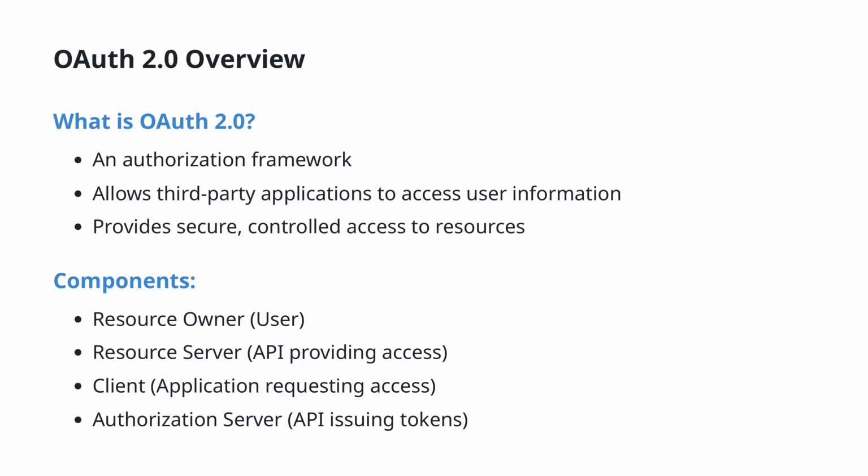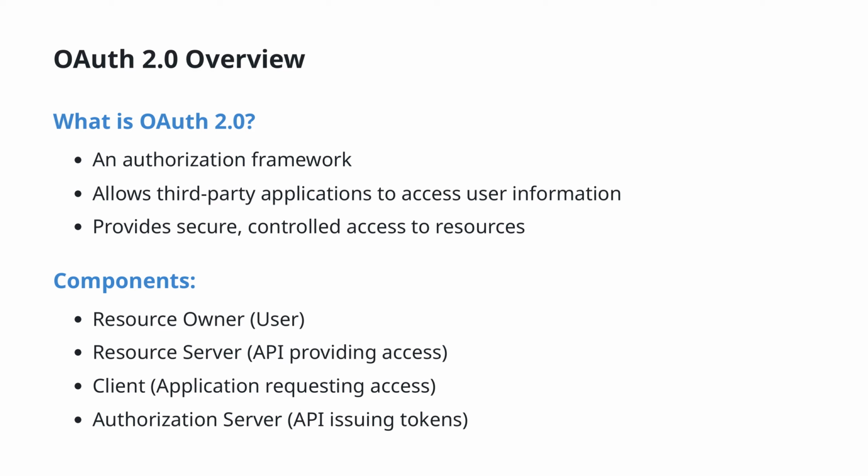In this slide, we will take a closer look at what OAuth 2.0 is and its fundamental components. OAuth 2.0 is an authorization framework designed to allow third-party applications to securely obtain limited access to user resources without exposing user credentials. This framework offers a structured way to grant controlled access, ensuring a higher level of security. OAuth 2.0 consists of 4 key components.